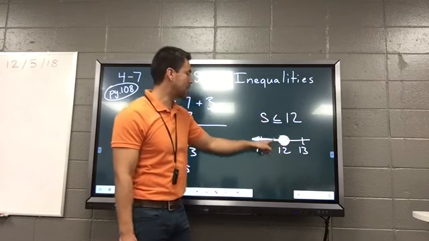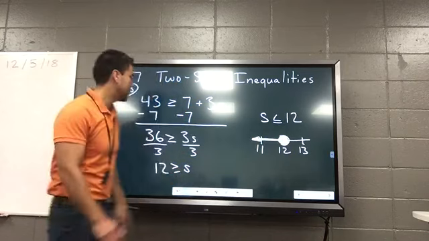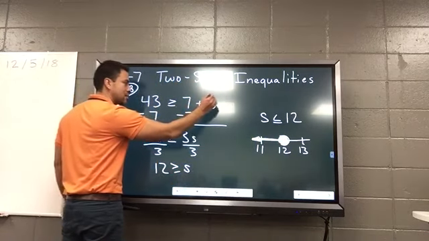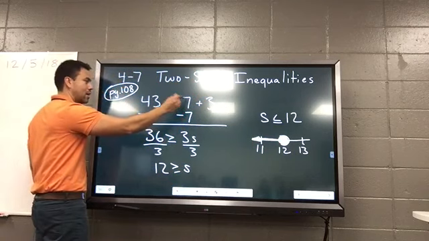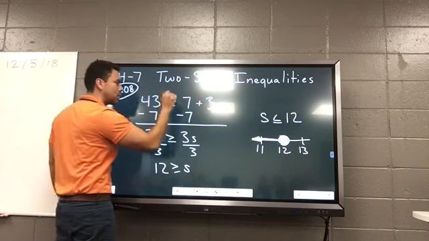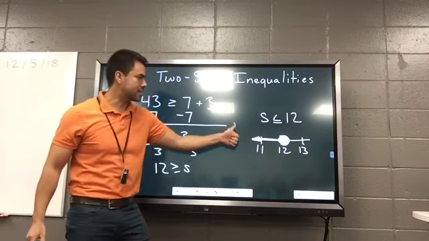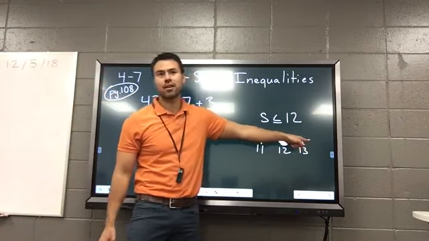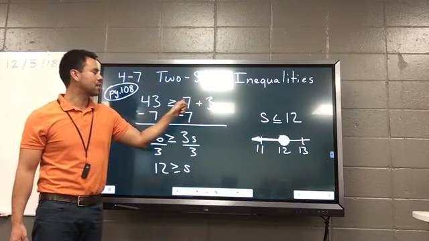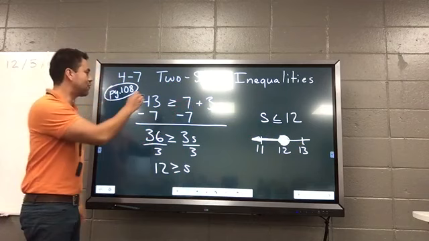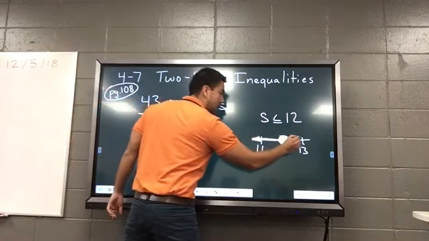Check it. So can anyone tell me what number should work in this inequality? 11. Okay, 11, right? I'm going to look back at the original. What's 3 times 11? 33 plus 7. 40. Is 43 greater than or equal to 40? Yes. So doesn't 11 work? Yes, it does. What about 13? Should it work? What's 3 times 13? 39 plus 7? 46. Is 43 greater than or equal to 46? No, that's why I didn't graph it.